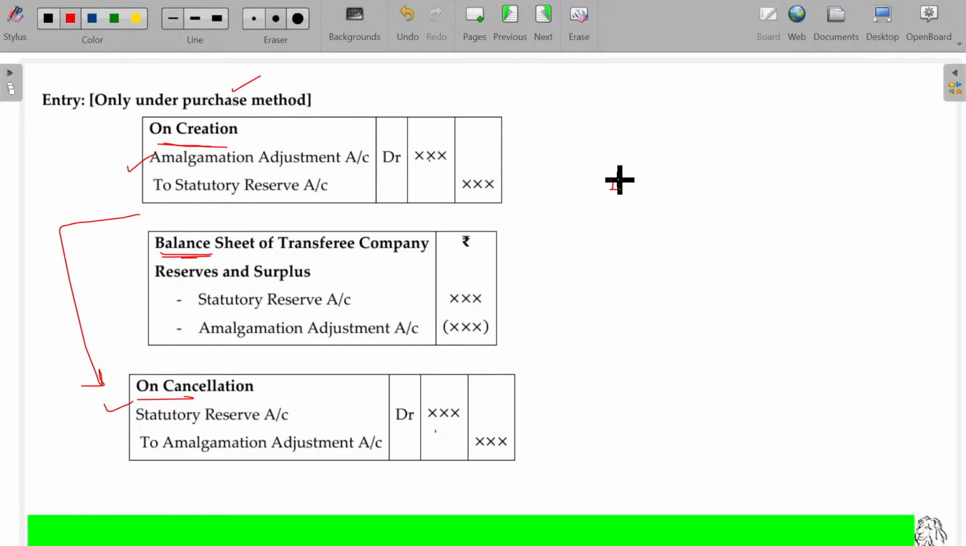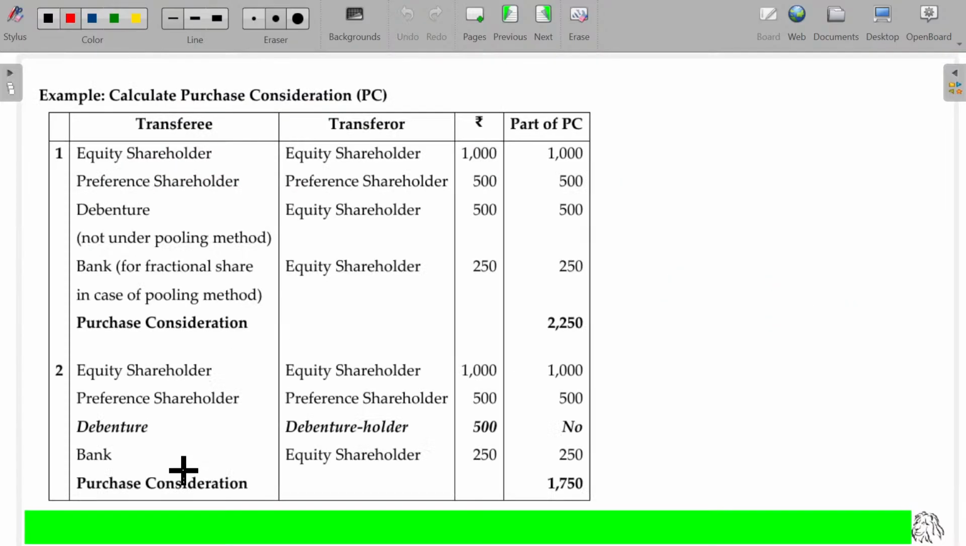Under equity, you would show it this way: equity share capital as well as reserves and surplus. Under reserves and surplus, statutory reserve, the value being 200 for this current illustration, and amalgamation adjustment account 200. So ultimately, the final value will be only 0. That's why you have to show these two items here.